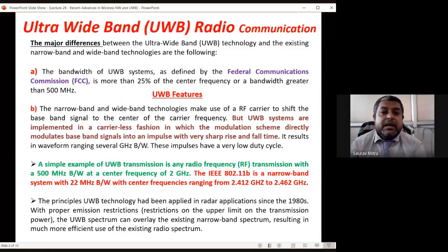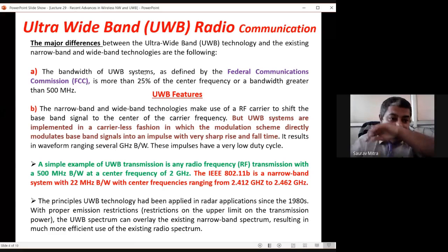So let us start with ultra wideband radio communication. There are two major differences between ultra wideband technology and existing narrowband technology, explained below. The first difference is the bandwidth of an ultra wideband system as defined by the FCC. The Federal Communications Commission is the body that regulates all these frequencies. The FCC says that the UWB bandwidth should be more than 25% of the center frequency or bandwidth greater than 500 megahertz.